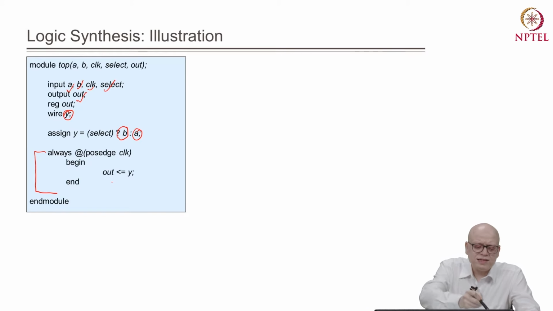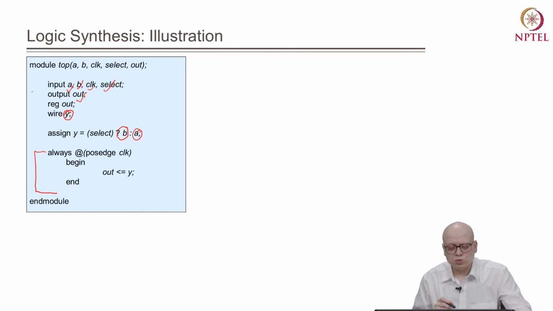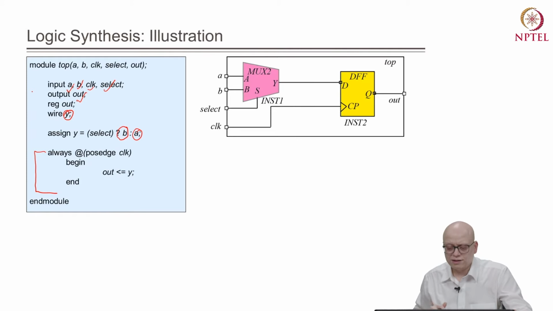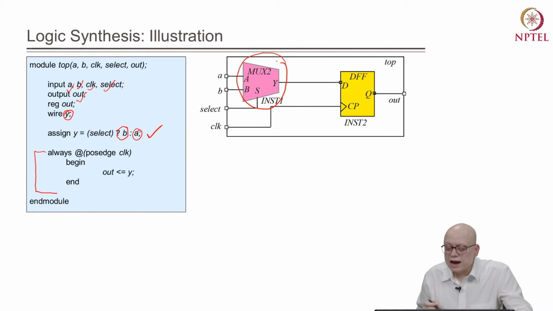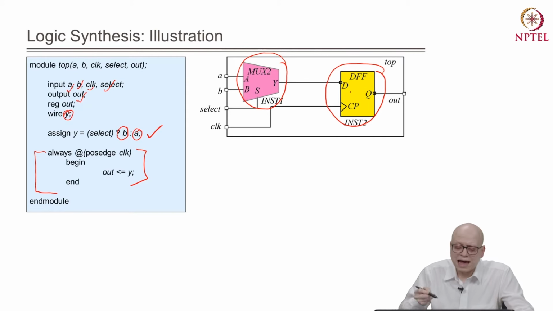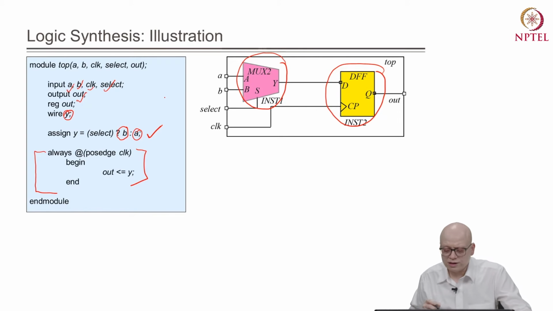So given this description to the synthesis tool, it will translate it into a netlist, and the netlist will look something like this, right. For the first construct, it will generate a multiplexer, and for the second construct, it will generate a flip-flop and connect them as per whatever is given in the Verilog file for the design.